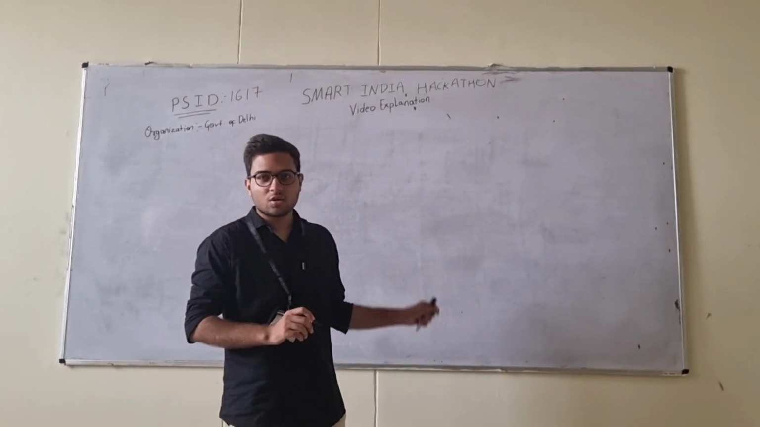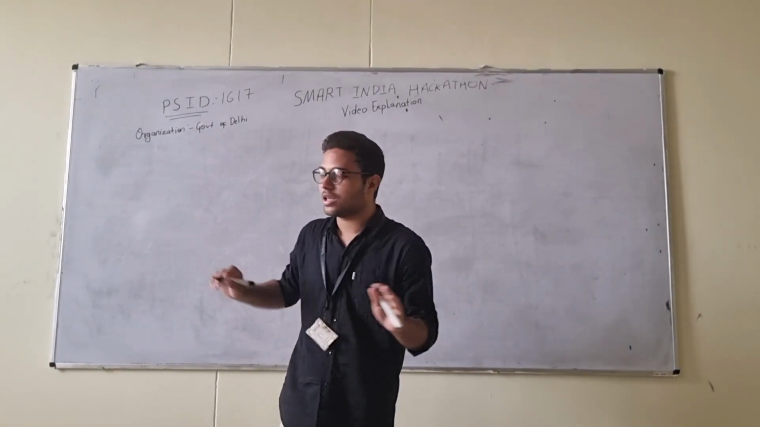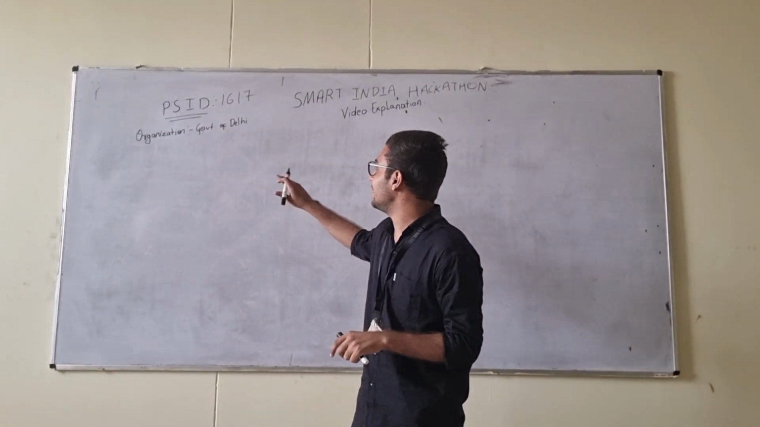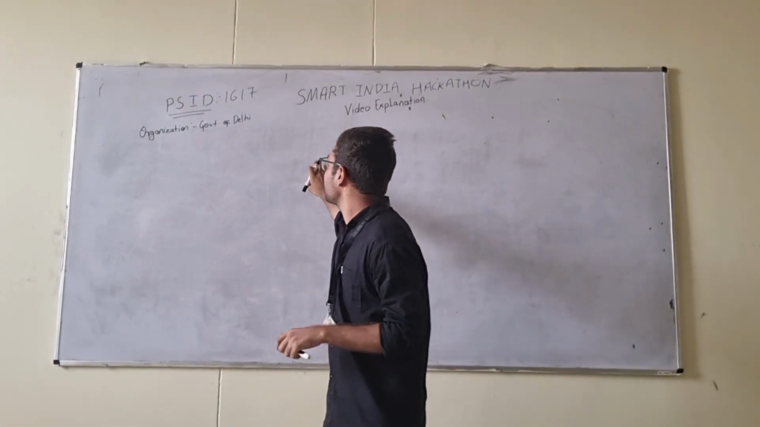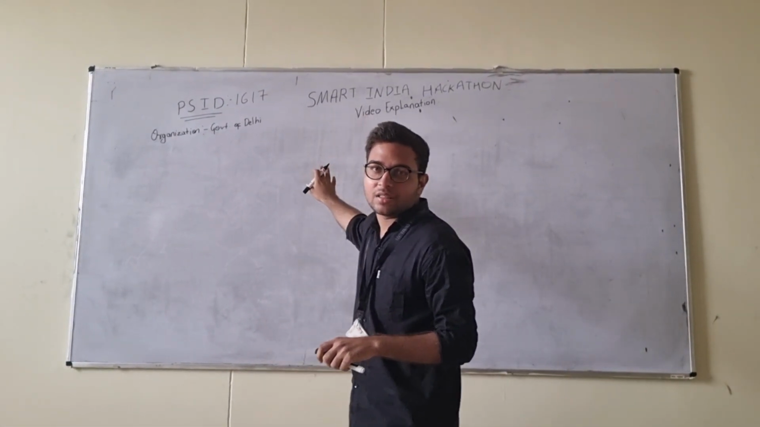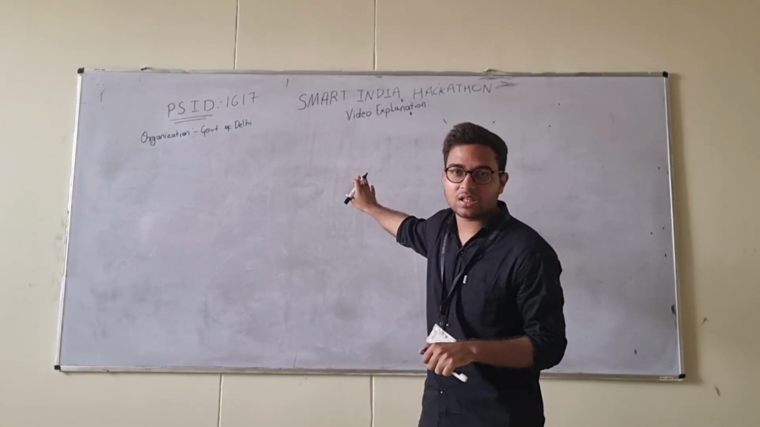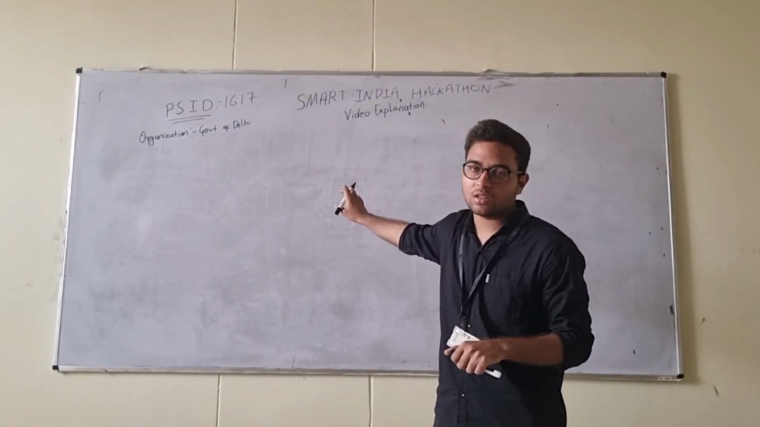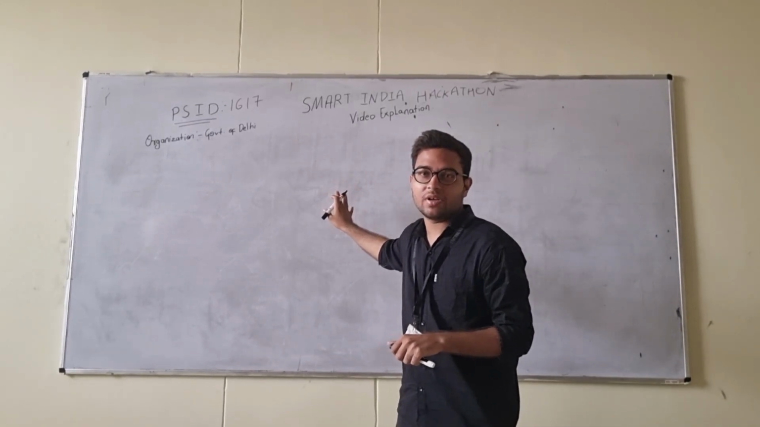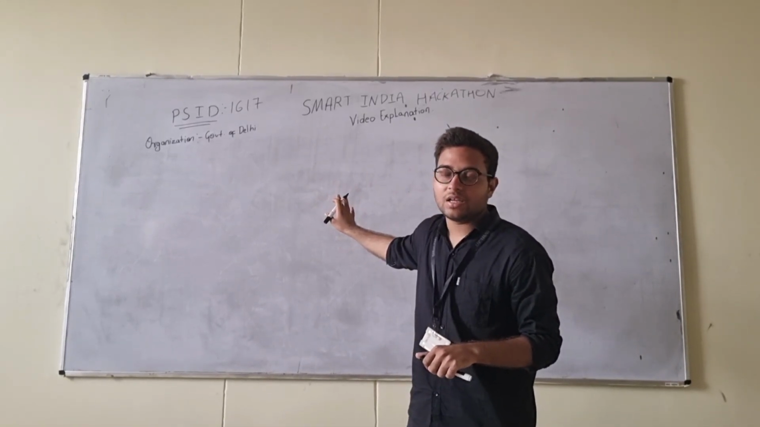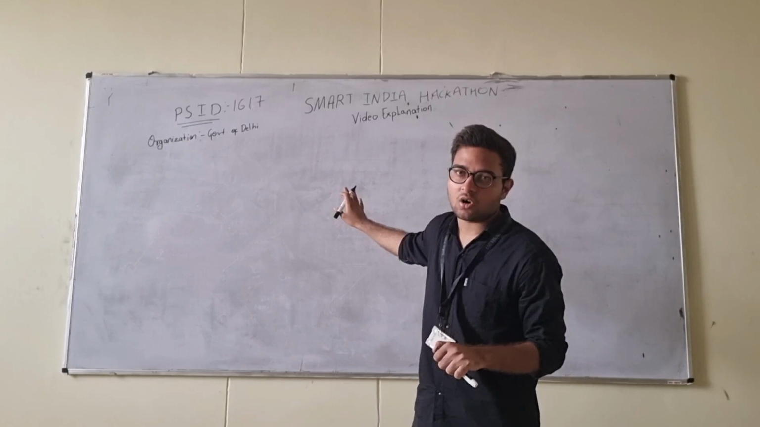Hello everyone, in this video we are going to understand our prototype and how we are going to implement the given problem statement ID 1617. Our problem statement suggests that the DTC buses are majorly facing three issues. The first is rerouting. By rerouting we mean the routes they are following are not optimal in terms of carbon emission and all of those things.